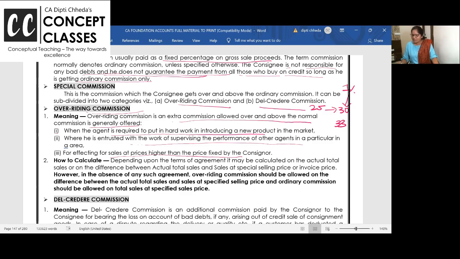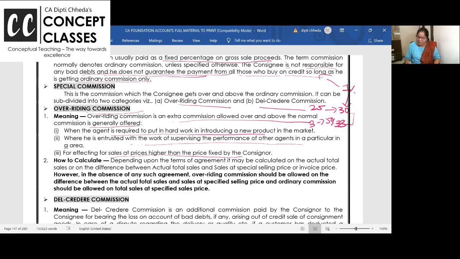I am sending you the goods of 25 to be sold at 30, my dear consignee. On 30, I'll give you 1% normal commission. If you are able to take extra effort and create a lot of value for my product and sell it at 33, 3 rupees extra you are giving me. Through you, I am earning extra. On this 3 rupees extra, I will share 50% commission with you. आप ही मुझे 3 rupees extra earn करके दे रहे हो ना, 50% you keep as overriding commission.